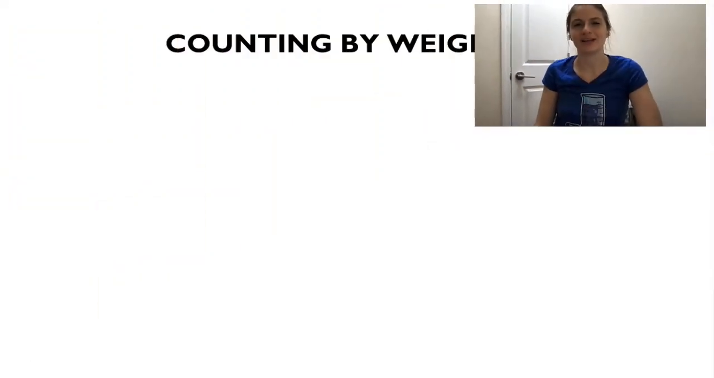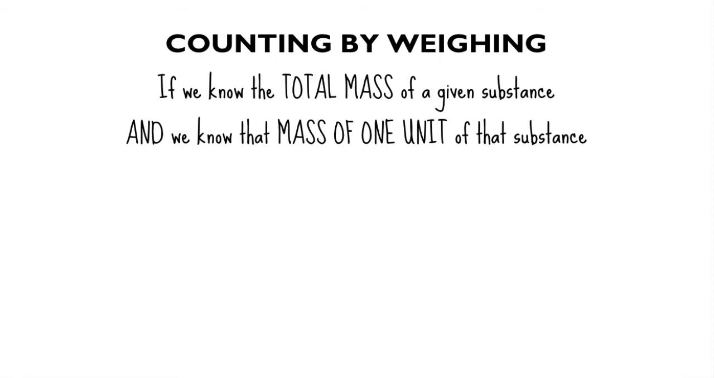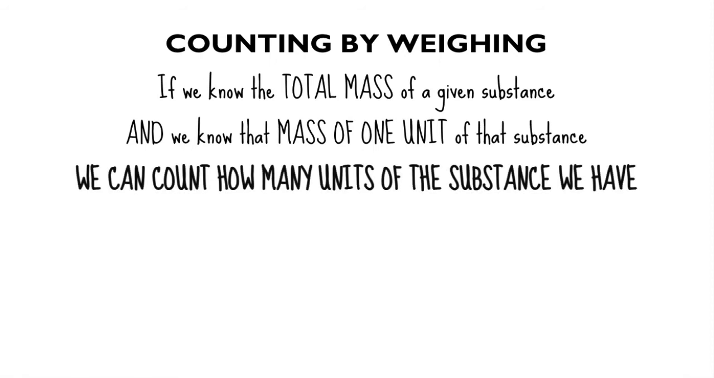Well, counting by weighing is not just useful for determining amounts of change. If we know the total mass of a given substance, so I figured out the mass of all of the dimes that I had in that example, and we know the mass of one unit of that substance, we can count how many units of that substance we have. So there's one pretty big problem with just going straight to saying, okay, I can count the number of items by weighing as long as I know the mass of one of those items.